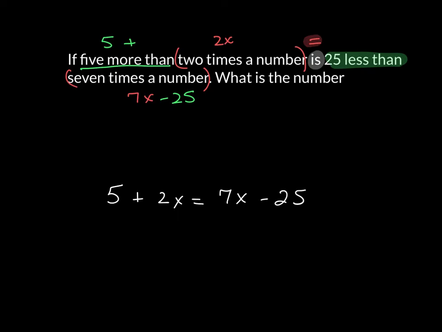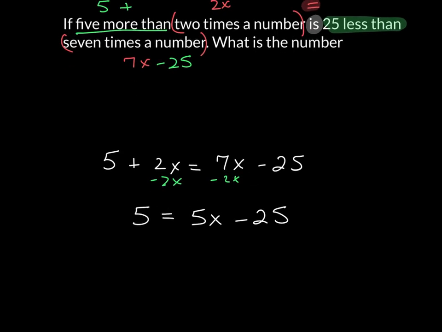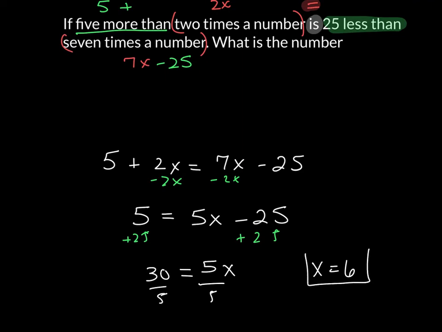First thing I want to go ahead and do with this equation is I'm going to subtract 2x from both sides. Then I'm going to be left with 5 is equal to 5x. The next thing I want to do is add my 25 to both sides. And I am left with 30 is equal to 5x. Divide both sides by 5. And finally, I have x is equal to 6.